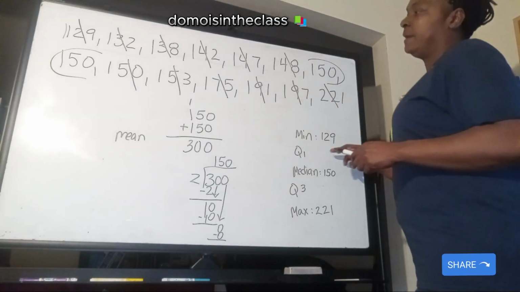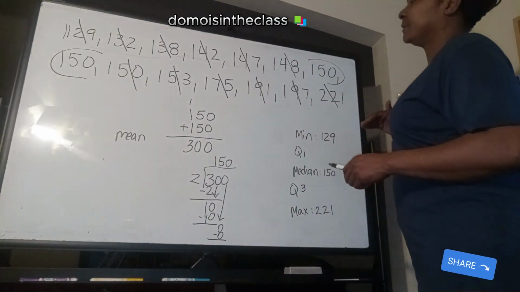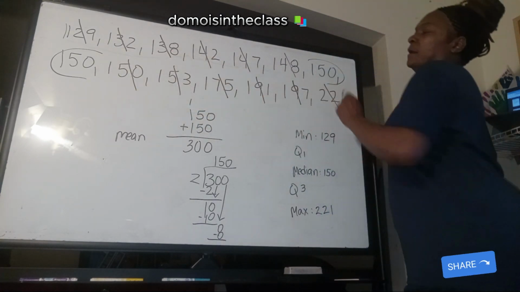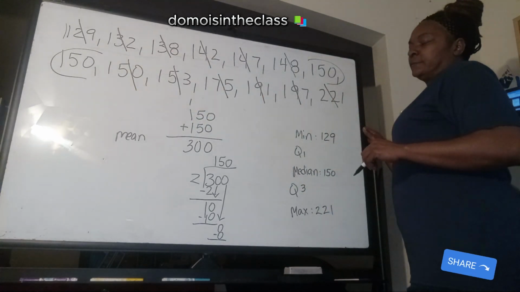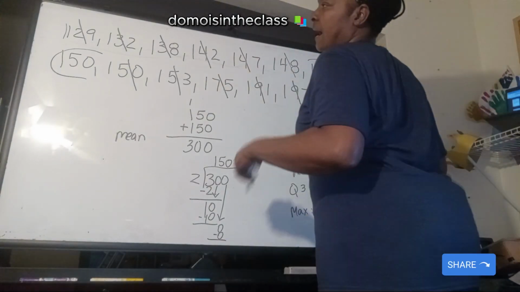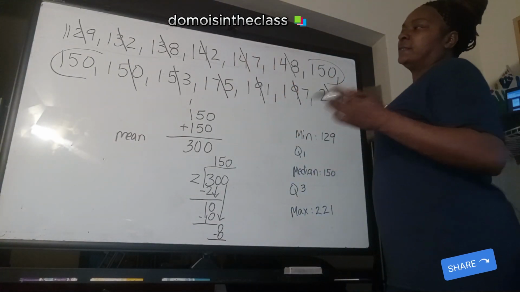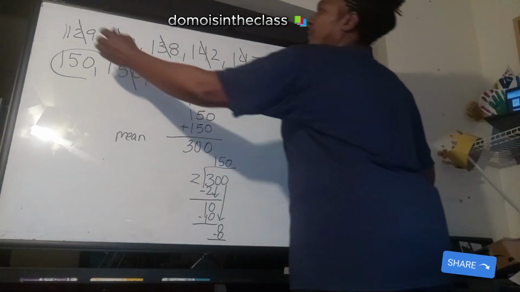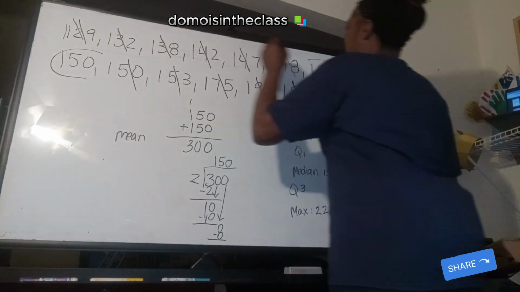All right. So now, for us to get our Q1, since we have 14 numbers, we're going to take our median of the first 7 numbers. Okay? So I'm just going to use them since they're already here. Instead of rewriting them, we're just going to go back over them. So we get a 129, right? To the 150, correct?